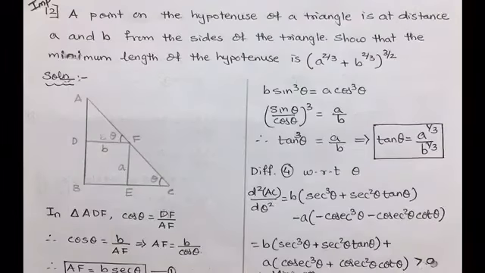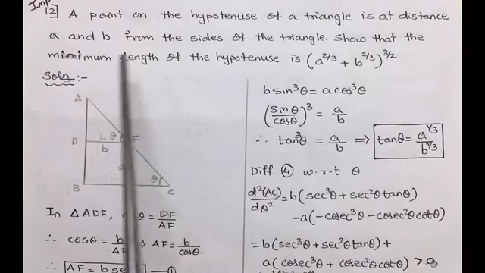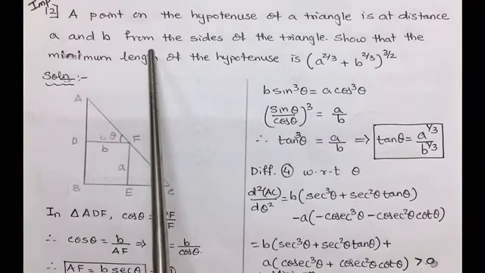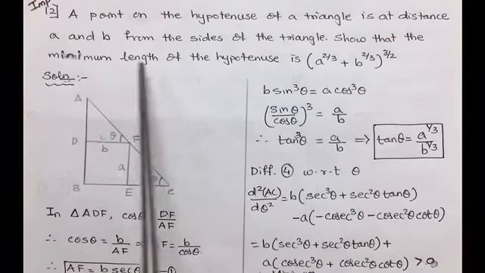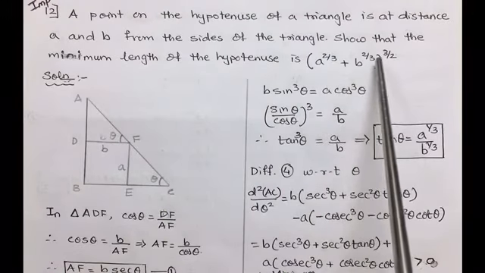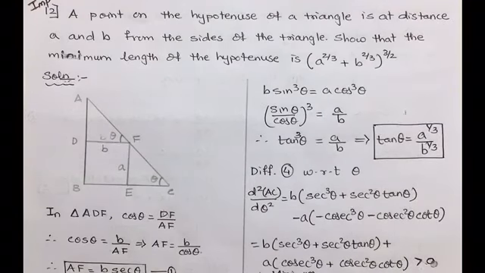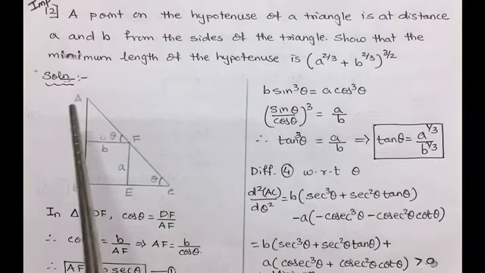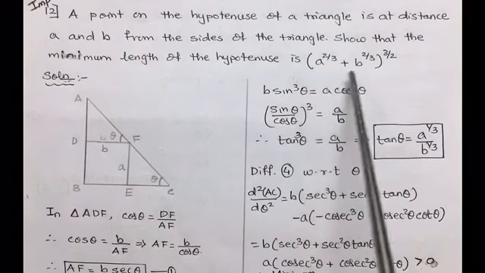The 12th one, which is very important. The question is, a point on the hypotenuse of a triangle is at a distance A and B from the sides of the triangle. Show that the minimum length of the hypotenuse is a raised to 2 by 3 plus b raised to 2 by 3, whole raised to the power 3 by 2. Now in this example, we have to prove that the length of the hypotenuse is minimum and the length is given by this term.